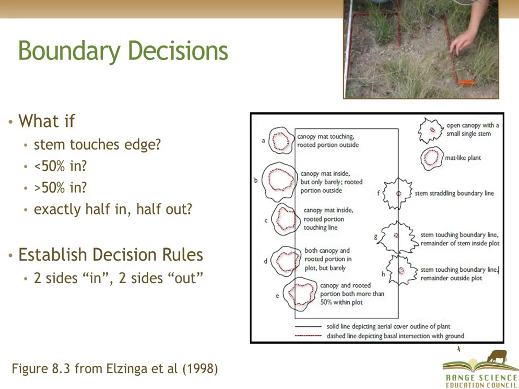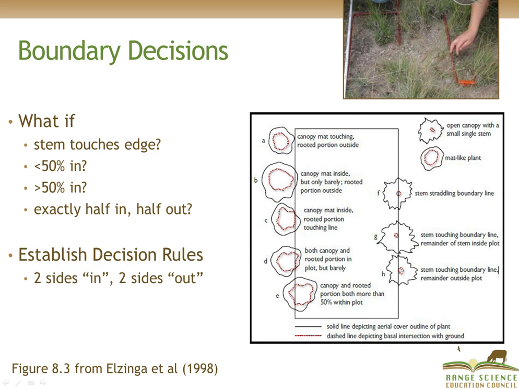One rule is the 2 sides in, 2 sides out rule. Essentially what you do is you take your quadrat, so we see a quadrat frame here, and you arbitrarily decide that perhaps the top and the left would be considered in. So anytime you have to make a decision about a plant, if it touches the left side of the quadrat or the top, you would count that plant as in.